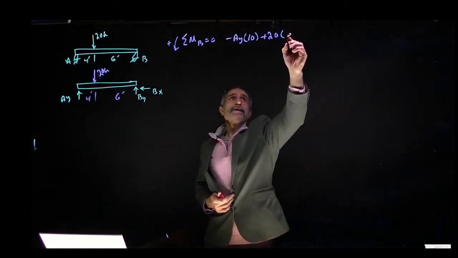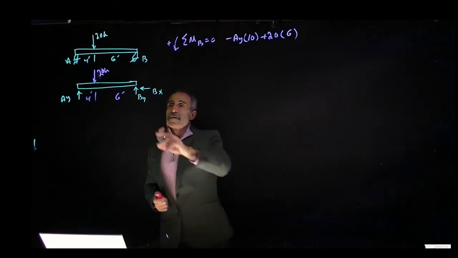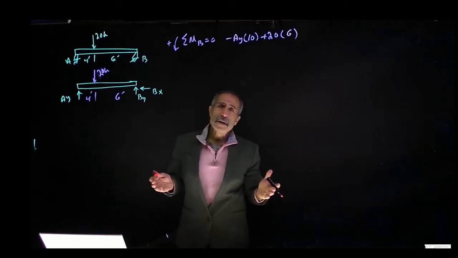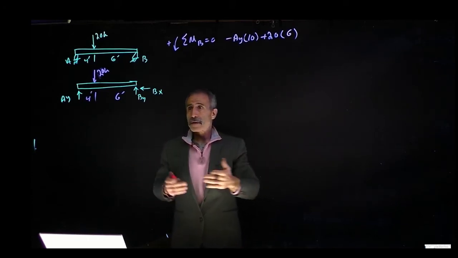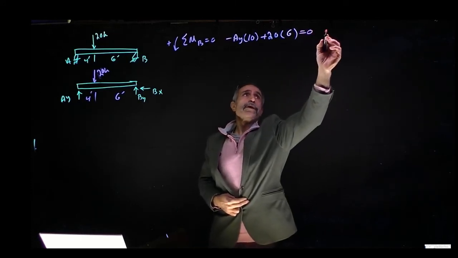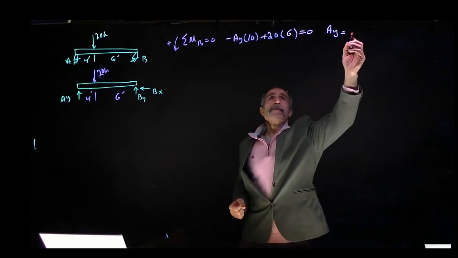So times 6 feet. And I have nothing else until I get here. And of course, these cannot take a moment about themselves because they're in the same spot. And moment is a perpendicular distance, which is nothing there, equals 0. And therefore, AY comes out to 12 kips.